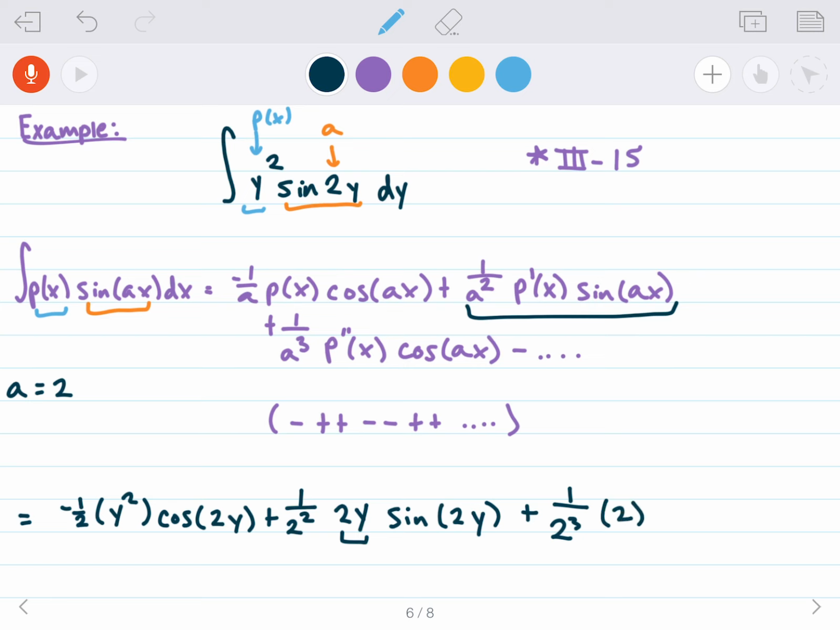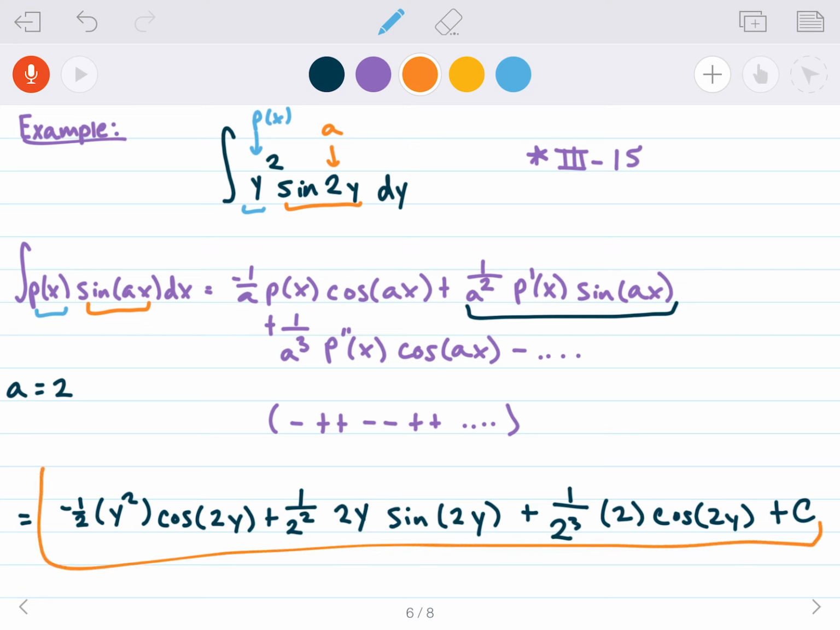times cosine of 2y. And then I'm done, because if I take the derivative of 2 in the next step, I end up getting a term of 0. So this is my answer, and again, you can simplify those fractions if you want. That would probably look better, but this is it.